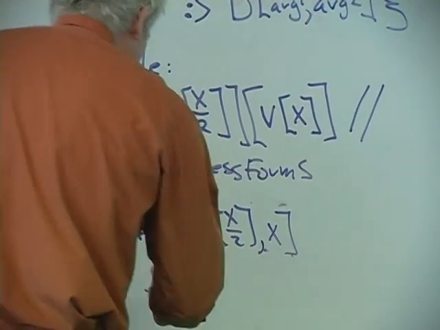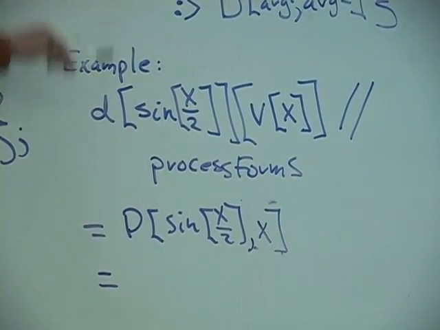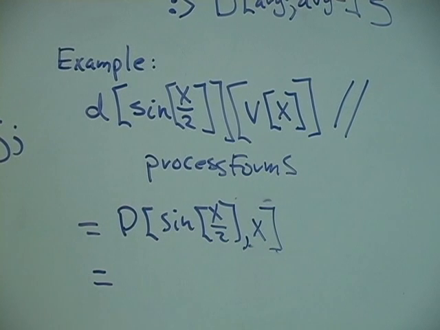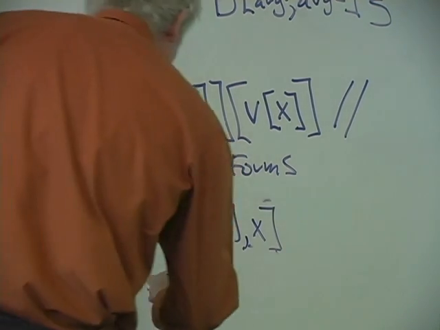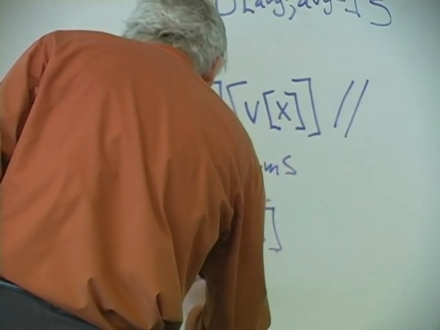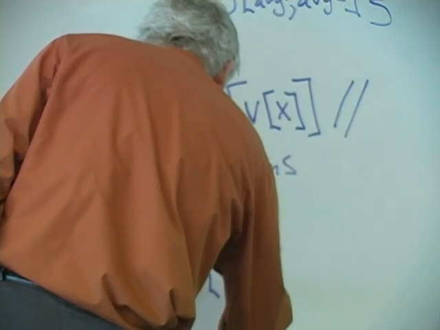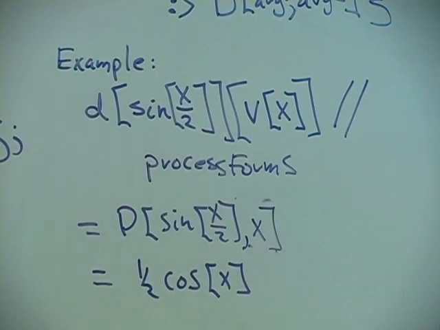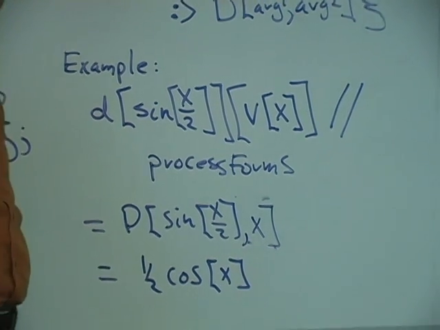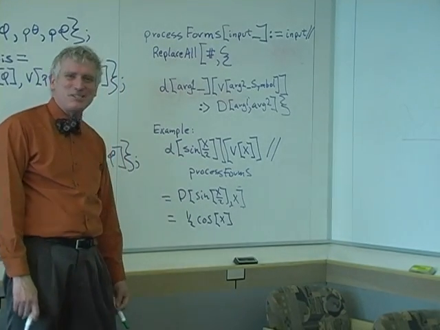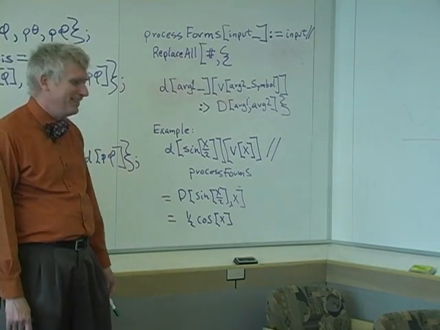So that big D is actually an operator in Mathematica that will evaluate the derivative. All of these are built-in Mathematica functions. And so this will return 1/2 cosine of x. And this is how we actually do differential geometry in Mathematica. There's almost nothing more to learn than this. We're just going to put these pieces together.